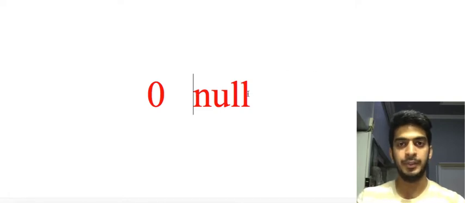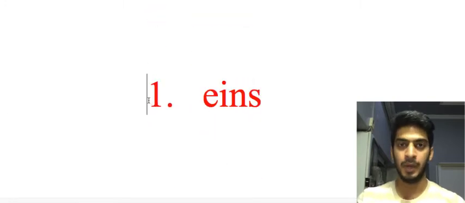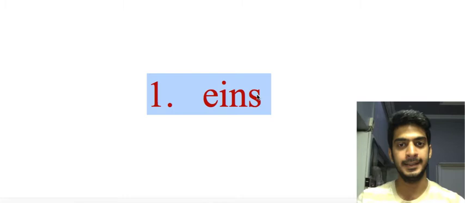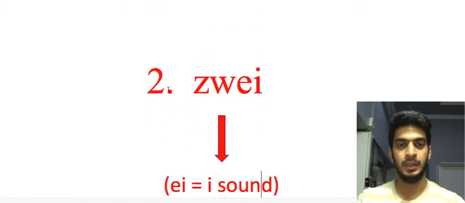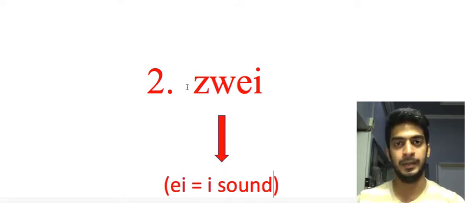The word here is pronounced as null, which stands for number 0. Number 1, which is eins. Number 2, zwei. In this word, the Z is pronounced as S. Secondly, we have EI at the end. So, whenever we use EI in a given word, the I sound is produced. So, we say it like this, zwei, number 2.